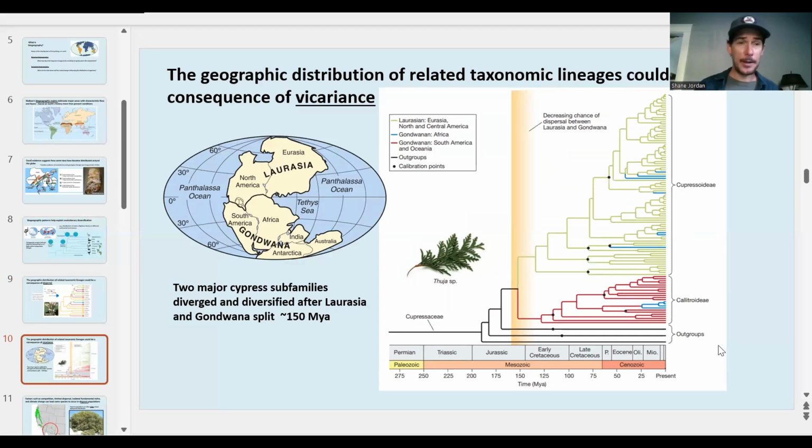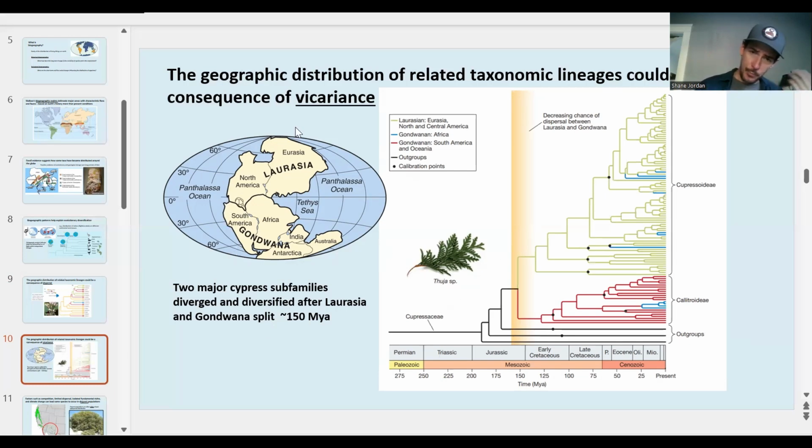Vicariance, much like we talked about during the process of speciation, is also probably responsible for the geographic distribution of different taxa. And so instead of us having a single population wherein a small subset goes on to colonize new ground, now we have a situation where there's a single environment and populations somehow or other are broken into different pieces. And one classic example of this comes with plants in the cypress family, in this genus Thuja.